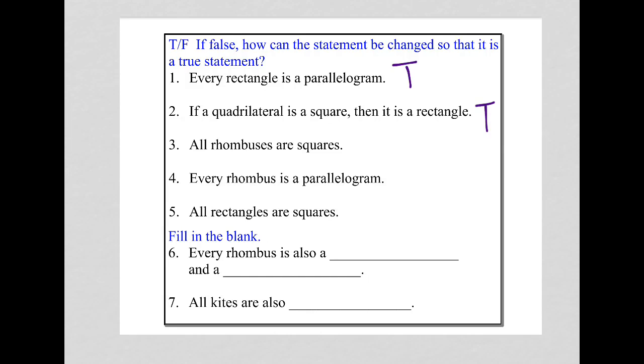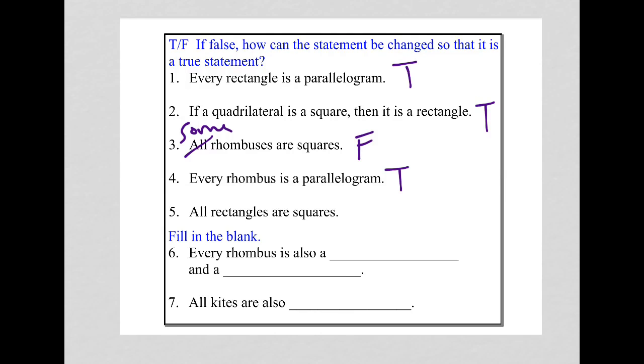Okay. Number 3 says all rhombuses are squares. Okay, so here we're reading down. When we're reading our list or our chart down, it's only sometimes true. Okay, so this would be false if it says all rhombuses are squares. The way that we could make this a true statement is by saying some rhombuses are squares. Okay, number 4, every rhombus is a parallelogram. Again, reading up, so this is true.